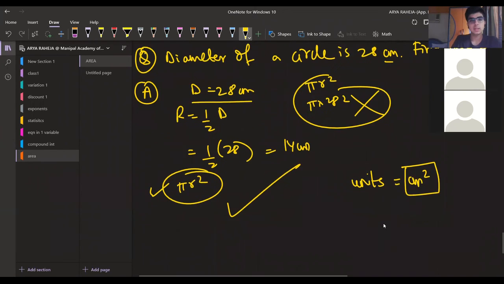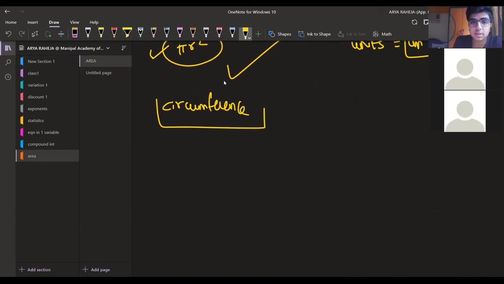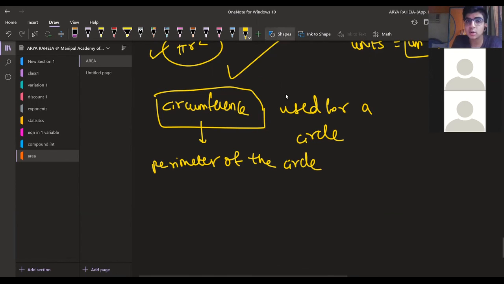Okay, then one last thing. There's one more term which is called circumference. This is used for a circle only. Circumference is basically the perimeter of the circle. In literal terms, the perimeter of a circle is called circumference.